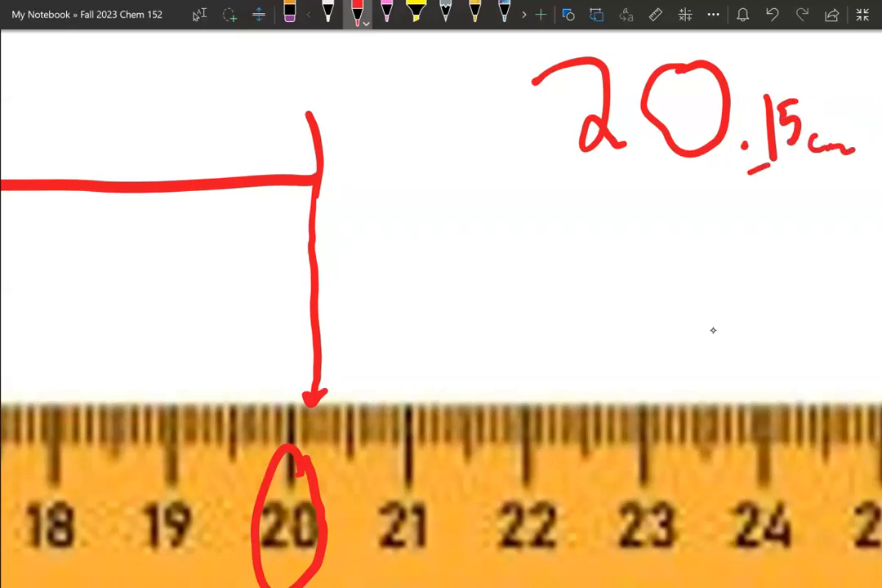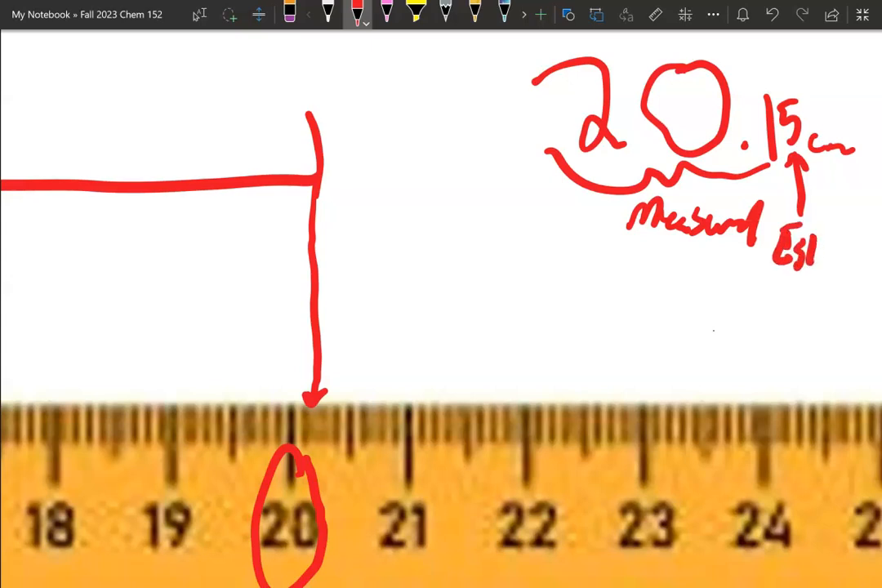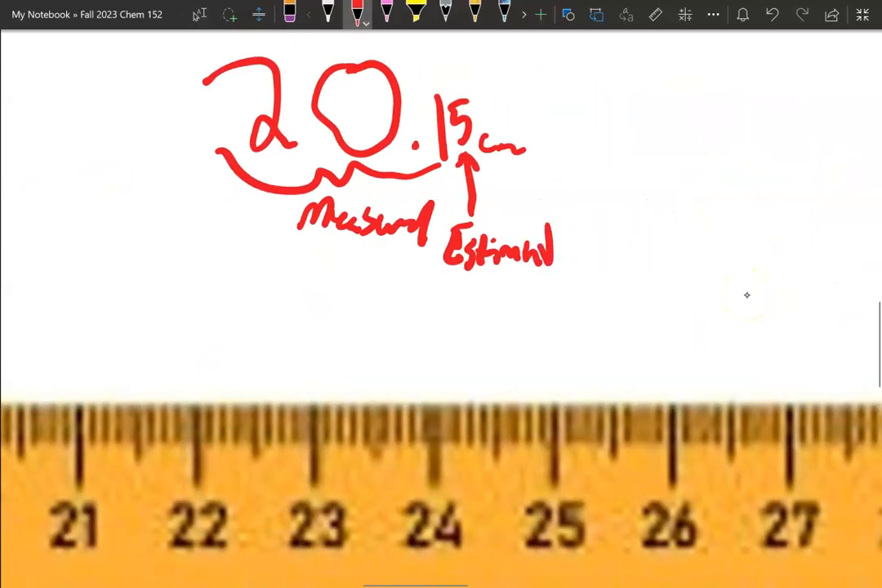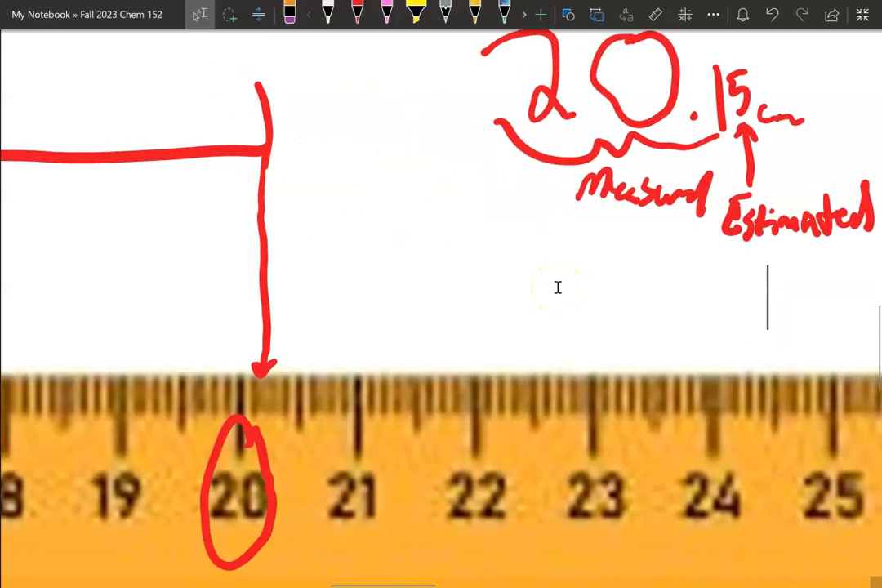So these numbers that you see here are measured numbers. These are numbers that you can physically see and read with your eyes. The 5, you can also see and read with your eyes, but the 5 is called an estimated digit. And estimated digits are always going to be slightly different depending on the reader looking at the object. You for yourself might find that to be something different and not exactly 0.15. You might say 0.10. You might say 0.14.